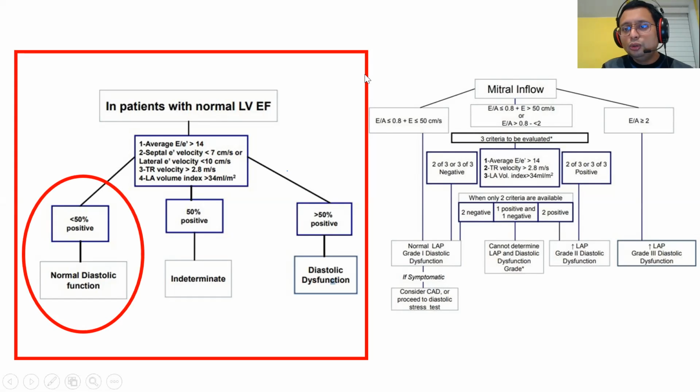You do not need to go into algorithm 2. Straight away, you know the patient has normal diastolic function and you know this patient has normal left atrial pressure. In your report, you can just say normal diastolic function. I hope you understand our case 1 of a patient with normal diastolic function.